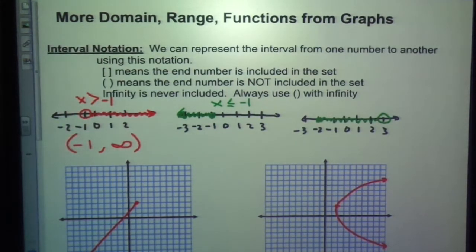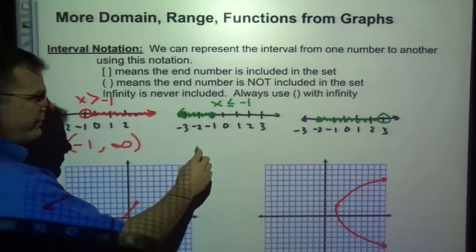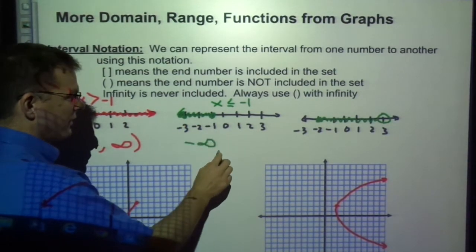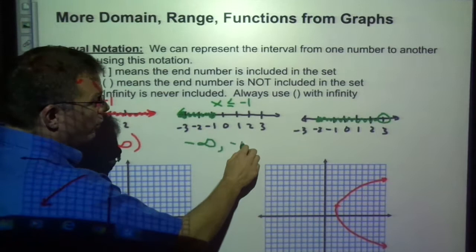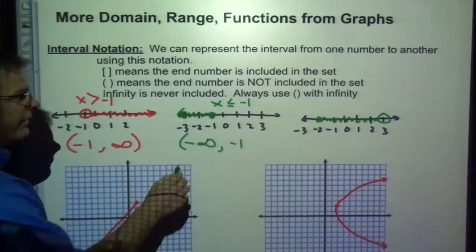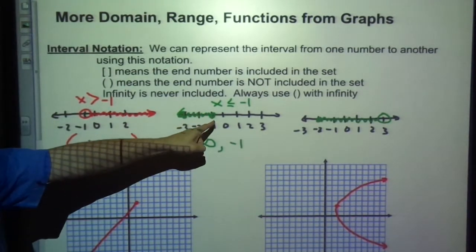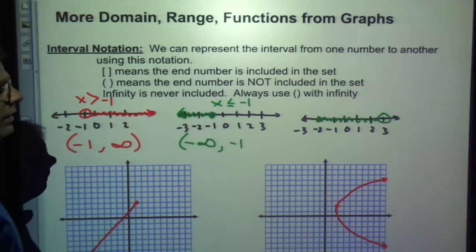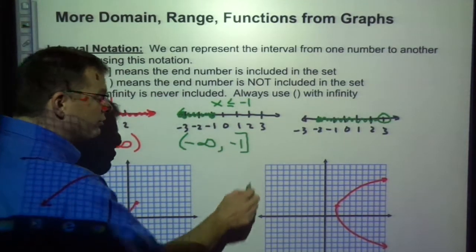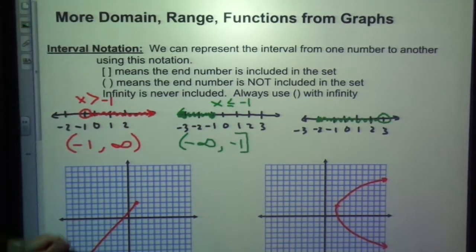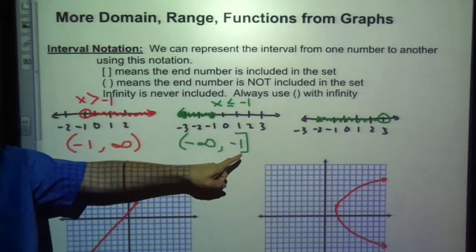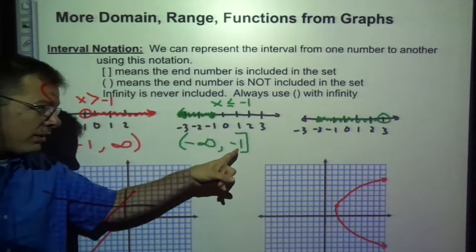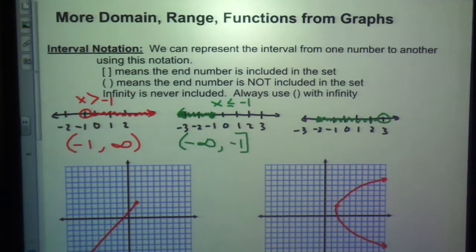Now with interval notation, that means it's going from negative infinity all the way up to -1. Negative infinity is never included. In this case, though, because -1 has an equal sign, it's part of the set, we will use a closed bracket, saying the numbers from negative infinity up to -1, not including negative infinity, but including -1.